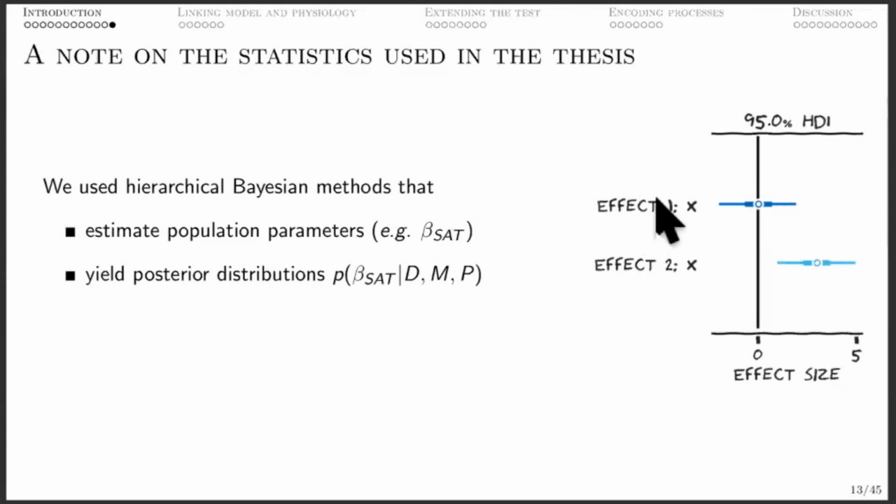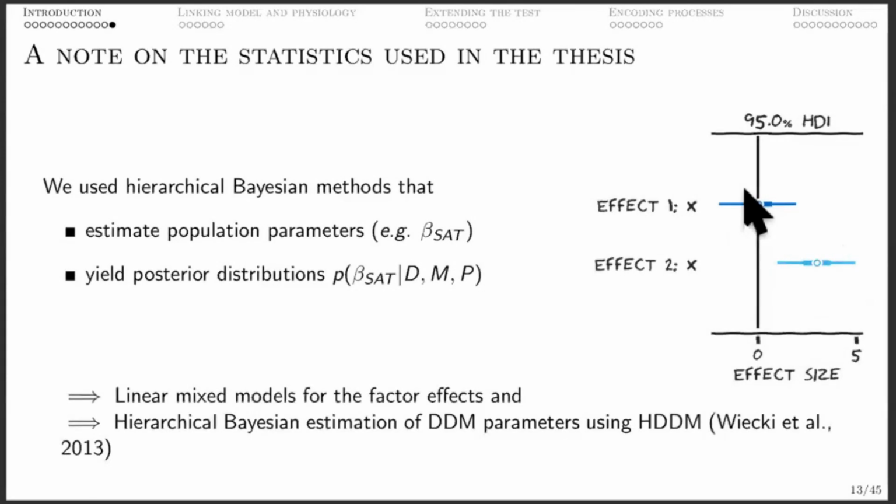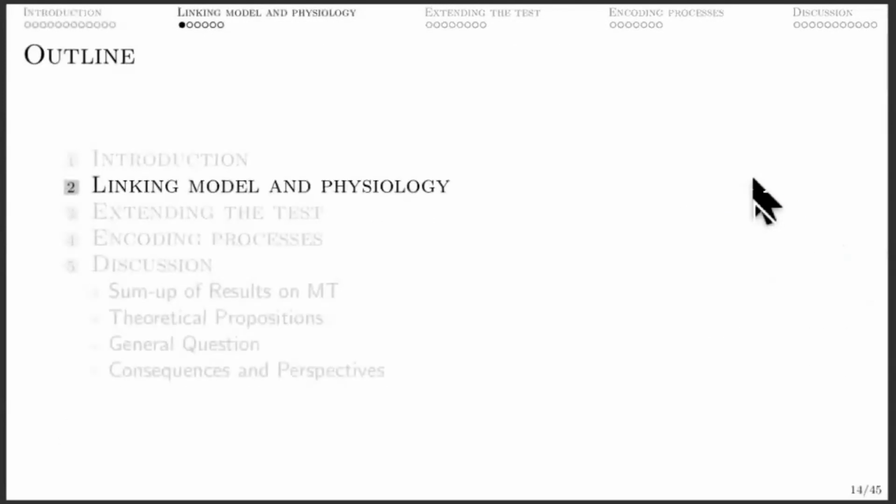These represent two effects, with the effect sizes on the x-axis, along with the different credible values we have for each effect. So for example, here we would have an effect whose most likely values are on positive effect sizes, while this one would be around 0. So there is an uncertainty of whether there is any effect. We used linear mixed models for the factor effects and hierarchical Bayesian estimation of the drift diffusion model parameters using HDDM. So let's start with the first section, where we try to link model and physiology.